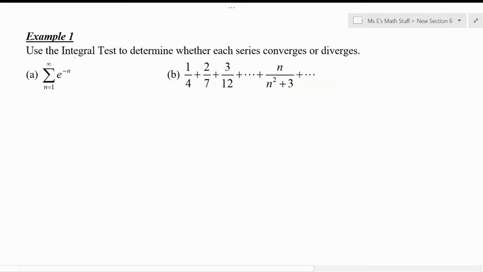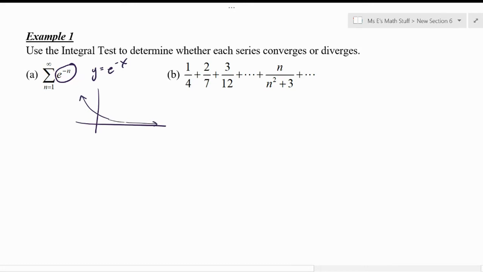All right, my friends, it says to use the integral test, but first let's just do our little checklist as to whether this problem qualifies. So, let's think about y equals e to the negative x. Think graphically about y equals e to the negative x. If you were to graph it, it looks something like this.